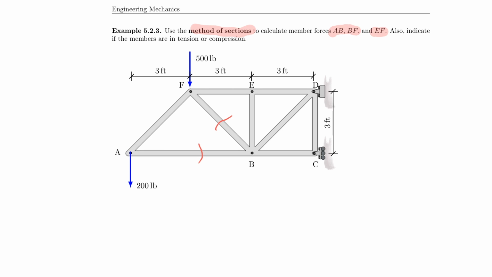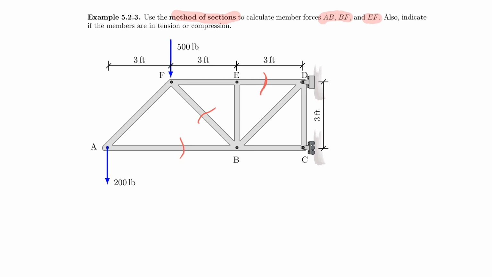BF would be right here. And now there's a trick. There's EF here. And you would think, hey, if I cut through all these members at the same time, I cannot use my method of sections because I'm cutting through effectively 4 members, right? 1, 2, 3, 4. But note that EB is a zero force member.